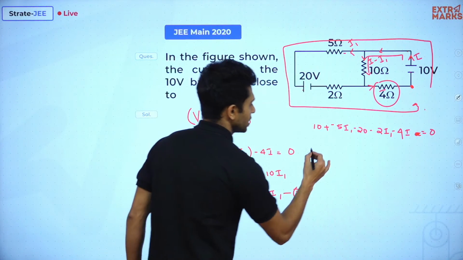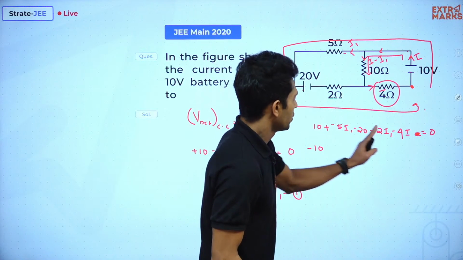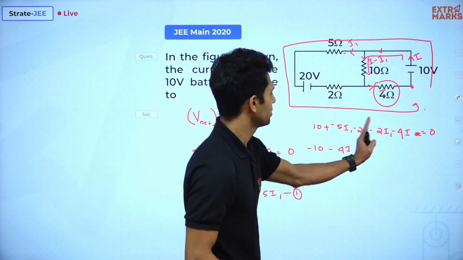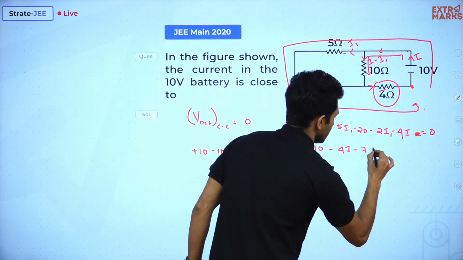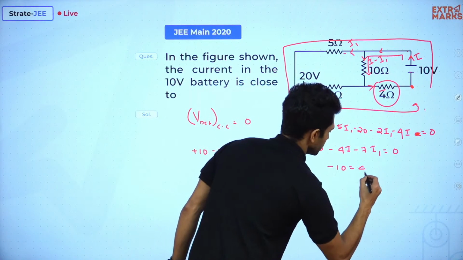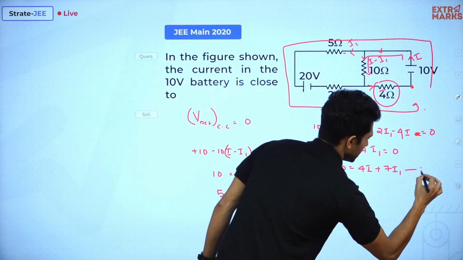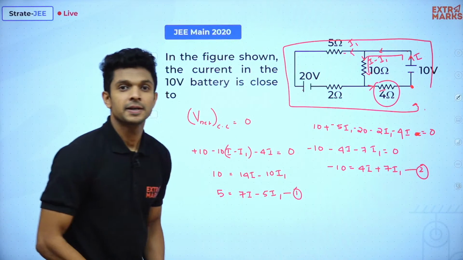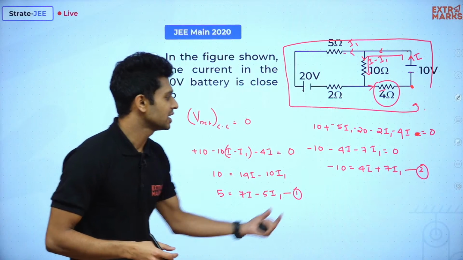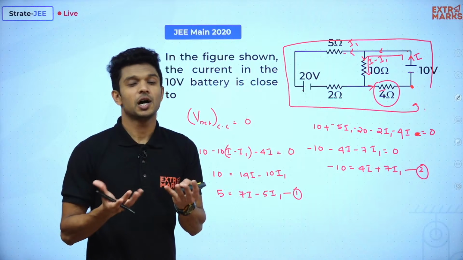Okay. What is left? Just to rearrange the values. So this is 10 minus 20 minus 10, right? We have minus 4I. Okay, then minus 5I1 minus 2I1 minus 7I1 equal to 0. Rearranging, minus 10 is equal to 4I plus 7I1, that is the second circuit. So we have two equations over here. One is 5 is equal to 7I minus 5I1, minus 10 is equal to 4I plus 7I1, that is the second equation.